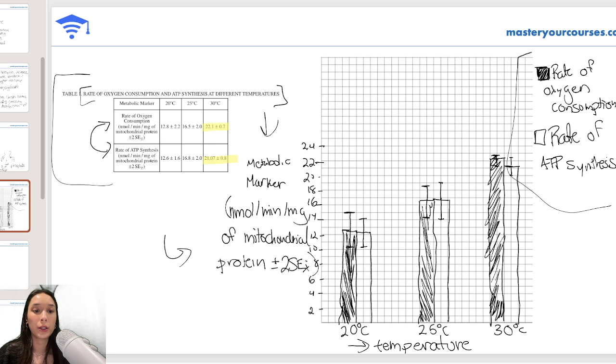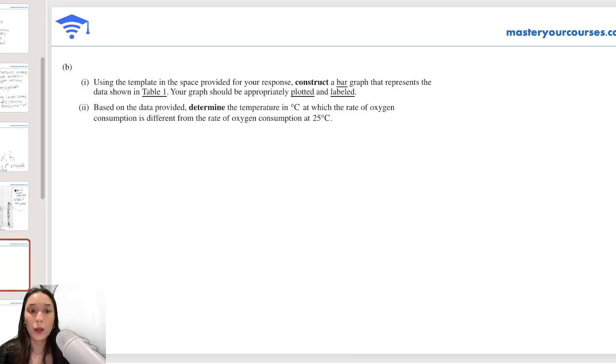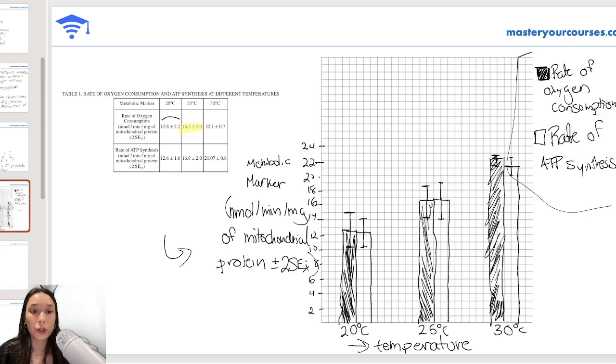Let's go back to our chart. They already told you that you're looking at 25 degrees Celsius and you're looking at rate of oxygen consumption. So this is really just your ability to point it out on the table, which is this one right here. They're asking you which rate of oxygen consumption is different. So frankly, there's only two options for this one. It's either this one or this one. You're looking for which one is different, which is a strange way of phrasing it, but they're looking for basically statistically significant, which requires you to know what your error bars mean.